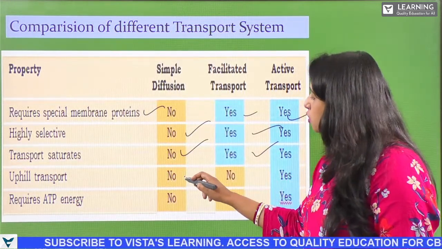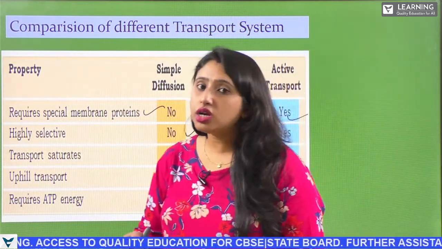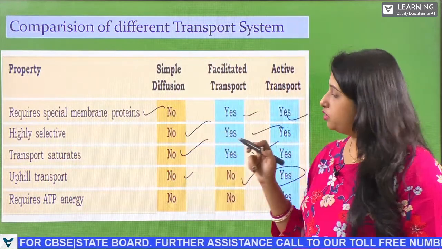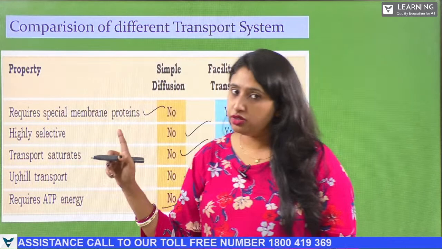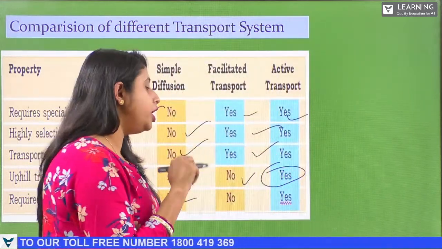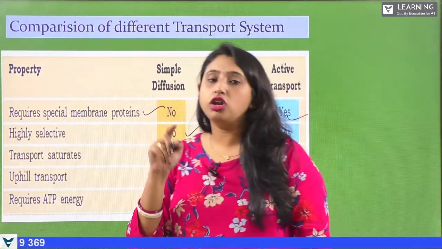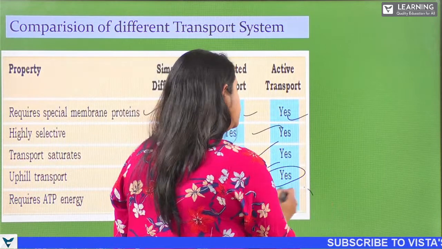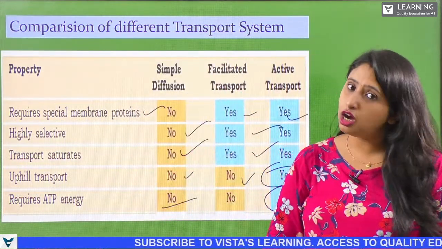Uphill transport, no. Uphill transport, no. But here the uphill transport, that is from lower concentration to higher concentration, is called uphill transport. Does it require ATP? In simple diffusion, no ATP is required. In facilitated diffusion, no ATP is required. But where is ATP required? ATP is required where the molecules need to be transported against the concentration gradient, that is active transport. So this is the comparison.